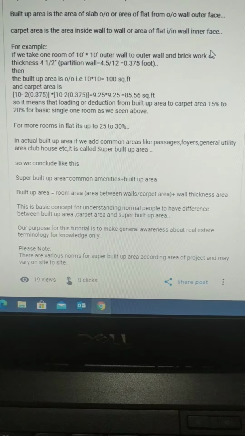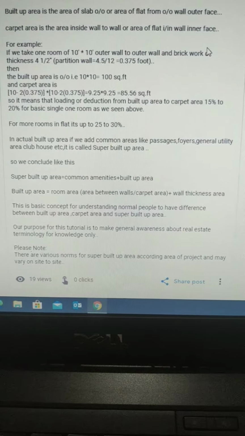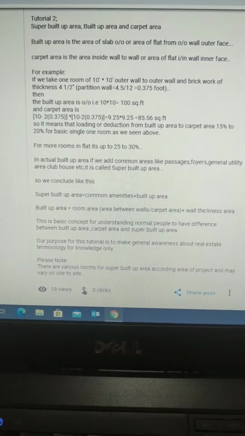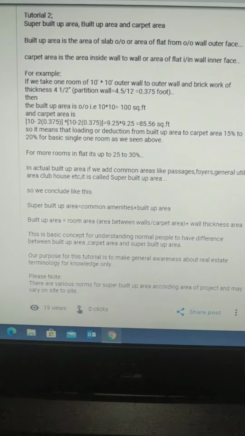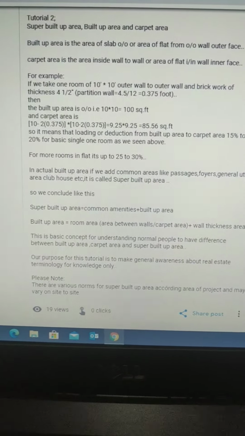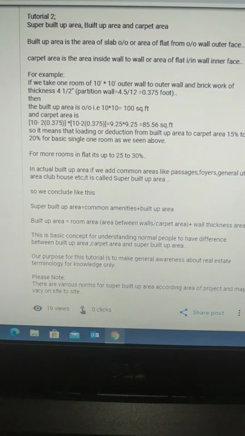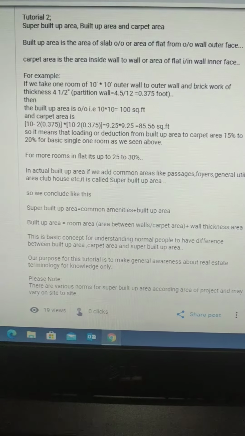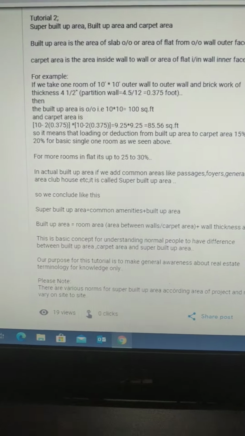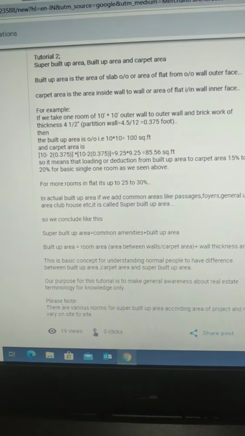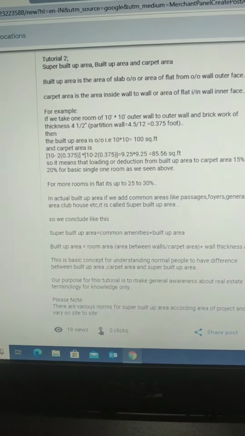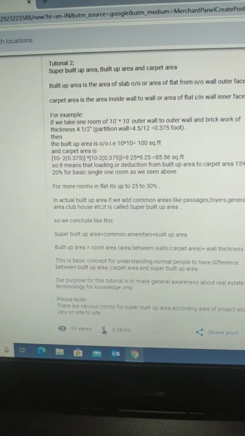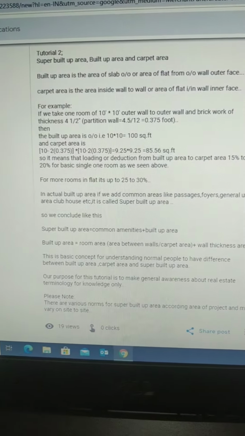For example, take a room size of 10 feet by 10 feet, outer to outer wall, with brickwork of partition wall that is 4.5 inch thick, which comes to 0.37 foot. Then the built up area, out to out, is 10 into 10, which is 100 square feet. Then the carpet area is the total area, that is the built up area minus the wall area. The wall area is the thickness of the wall multiplied by 2 for two sides, then another 2 for the other sides. So it comes to 85.56 square feet.